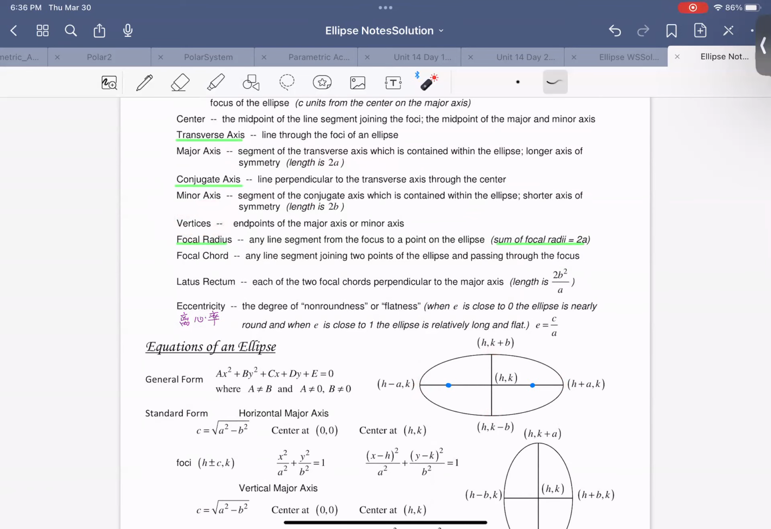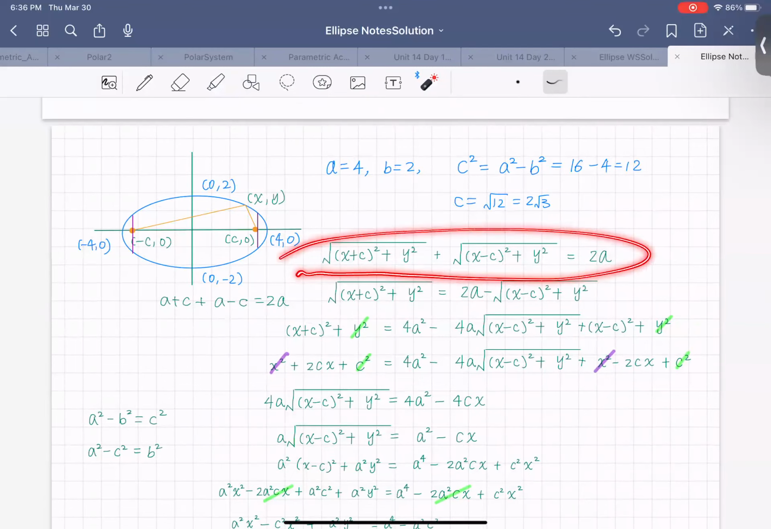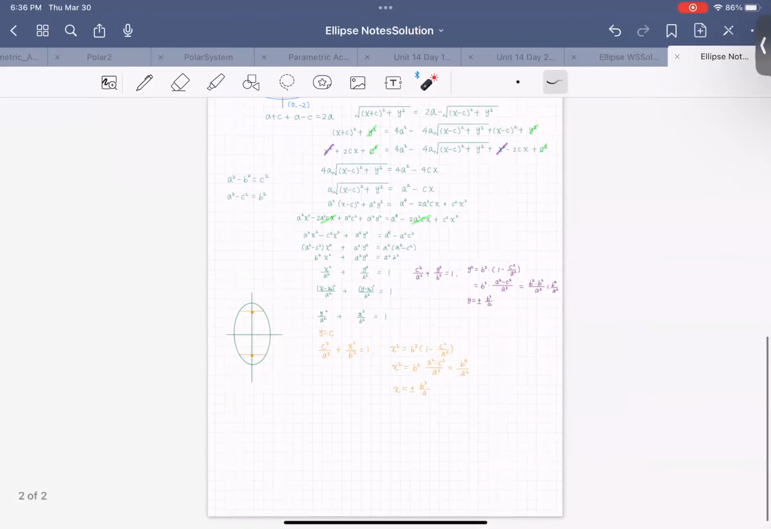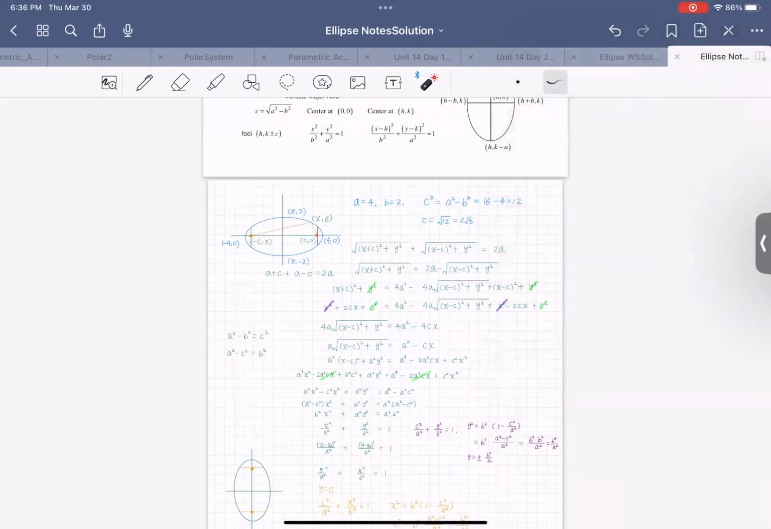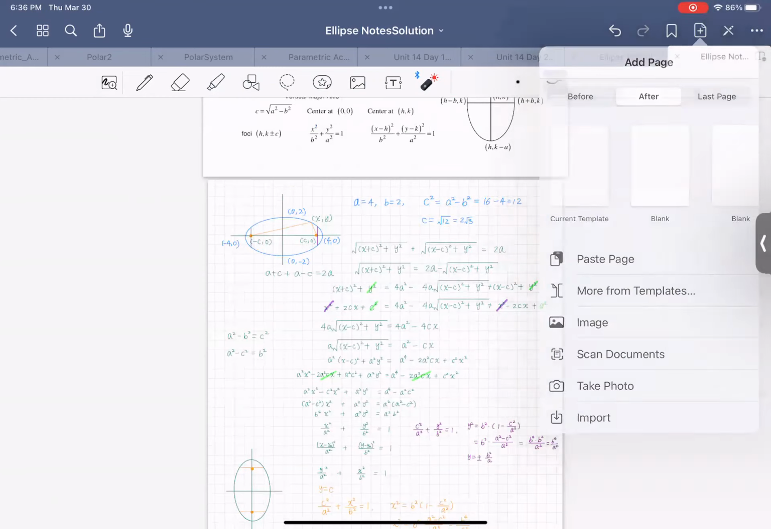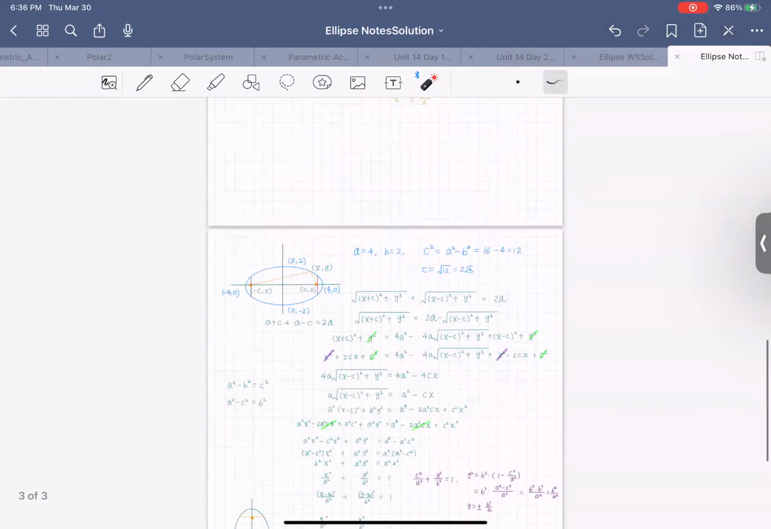Now, I'm going to show you guys with the radical equation, how do we derive the standard equation for the ellipse? We learned this thing before. I'm going to guide you guys through this. This is the time to check if your foundation for radical equations is really good or not. Okay, so let's start.